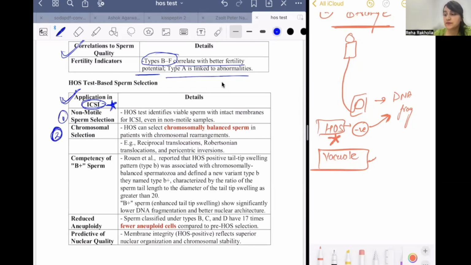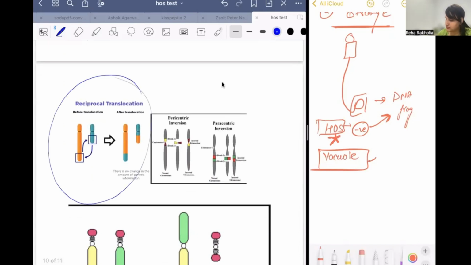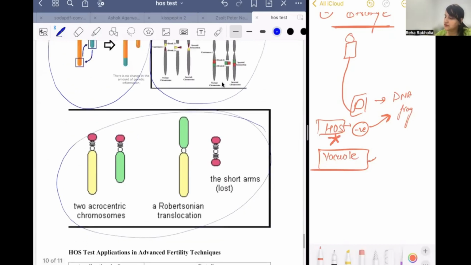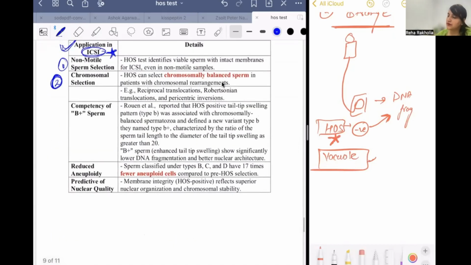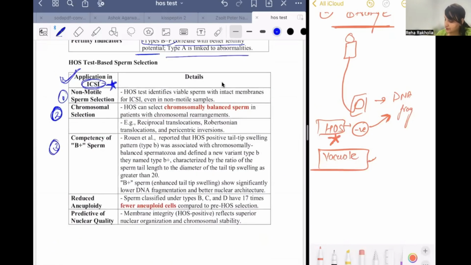The HOS test can pick out chromosomally balanced sperm in cases where the patient has a chromosomal abnormality, for example reciprocal translocation, paracentric or pericentric inversion, or Robertsonian translocation. This is critical. Now, the third point is competency of B positive sperm.